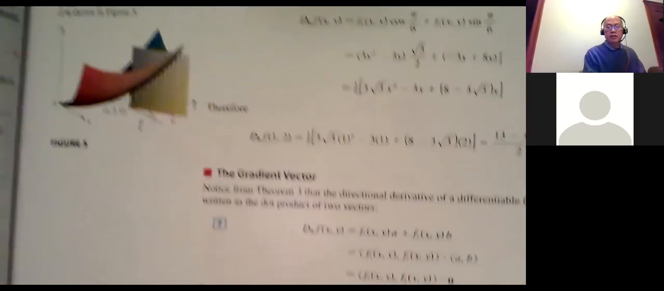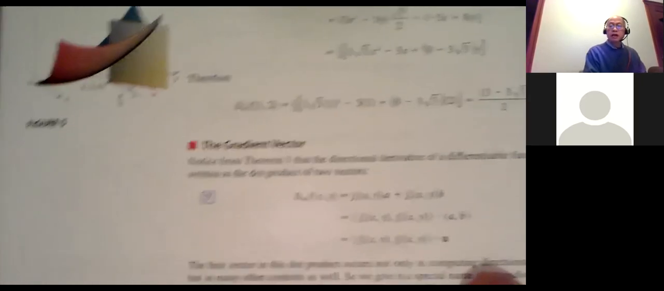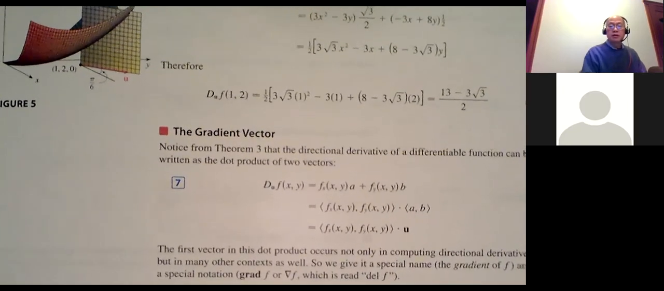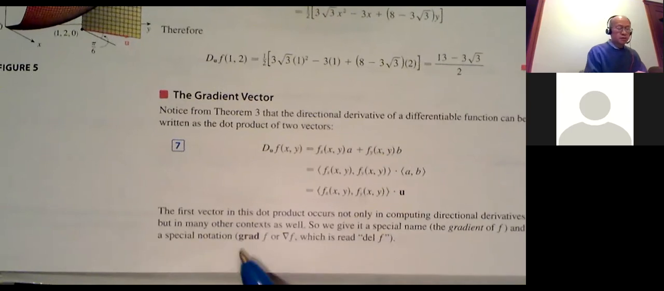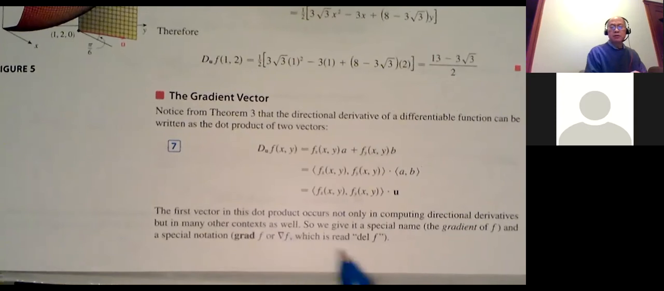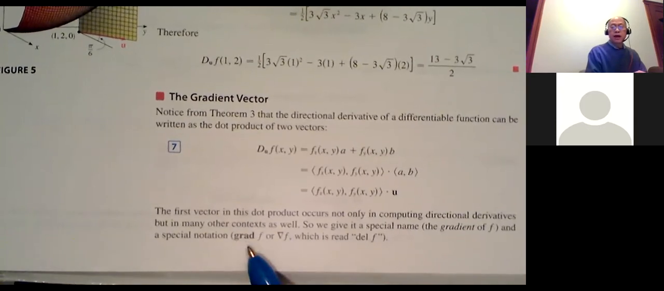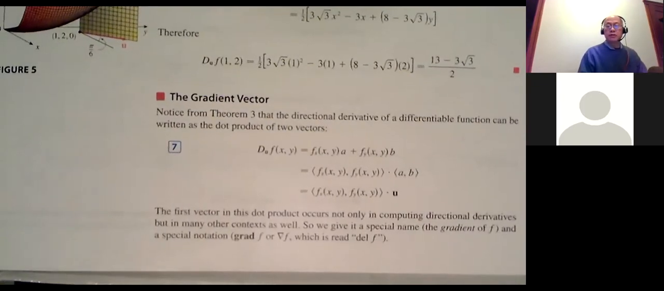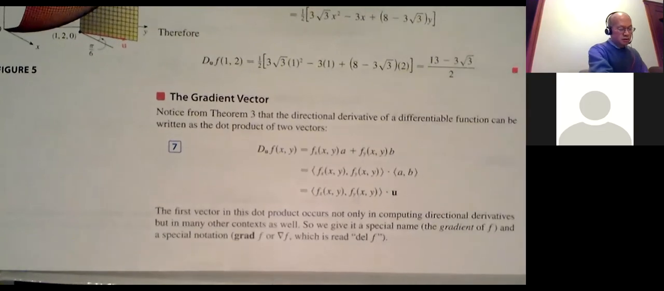All right. Definition of something called a gradient vector. How do you write it? Grad f or del f, sort of like the upside down delta symbol. Okay, so grad f or del f. It's basically the vector where the components are the partial derivatives.